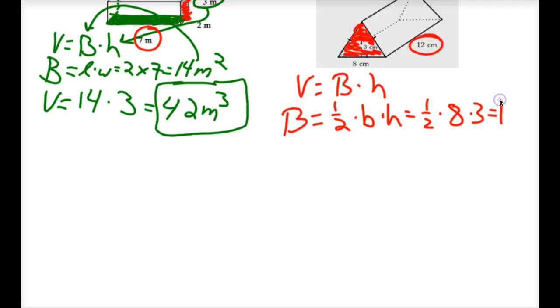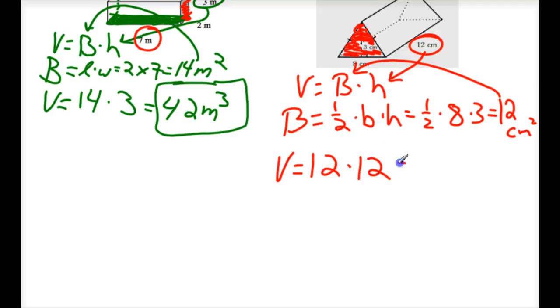So big B, guys, is 12 centimeters squared. That's the area of the base. Just a coincidence that the area of the base and the height are the same number. So we're going to put 12 in for big B. We're going to put the other 12 in for the height. You guys know 12 times 12, right? 144. 144 centimeters cubed.